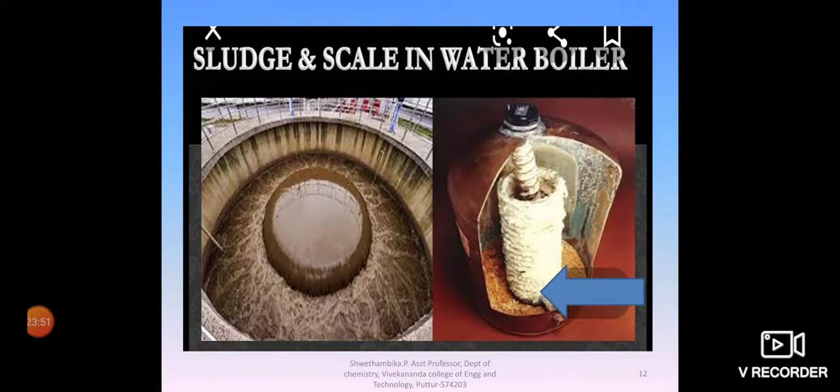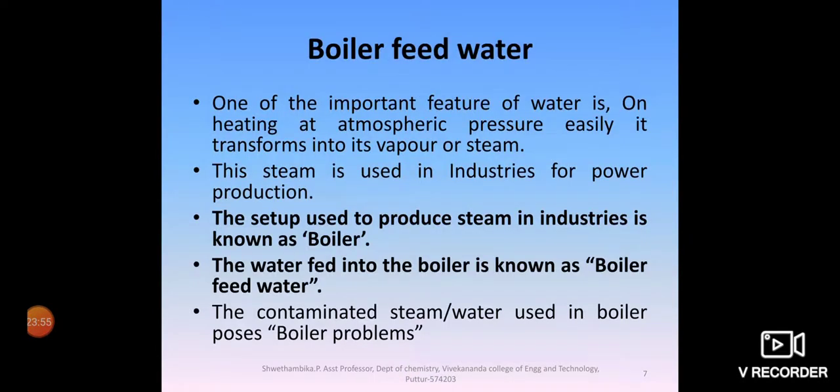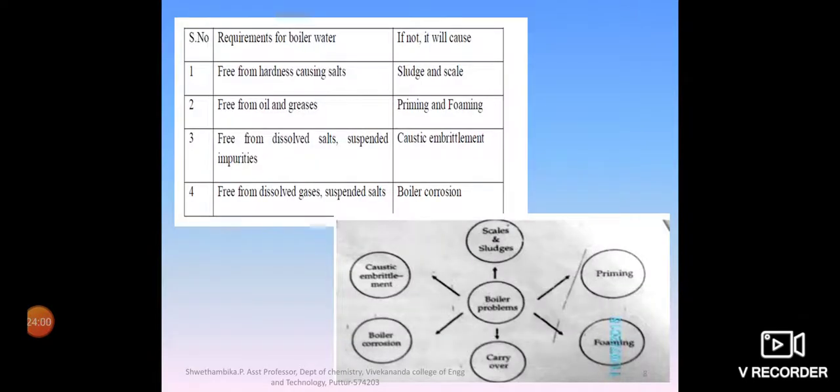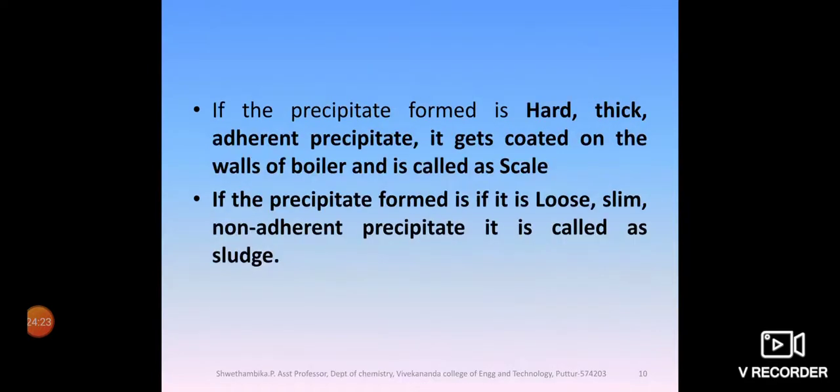So here, from the exam point of view, we have to know the definition of boiler feed water. That is, water fed into the boiler is called boiler feed water. Then another important one is slide number 9, that is how scale and sludge formation takes place in general. That is, when the water is boiled, bubbles are created. These bubbles strike the walls of the boiler, and when the bubbles break, the salts start getting concentrated. When their concentration increases, they will precipitate.